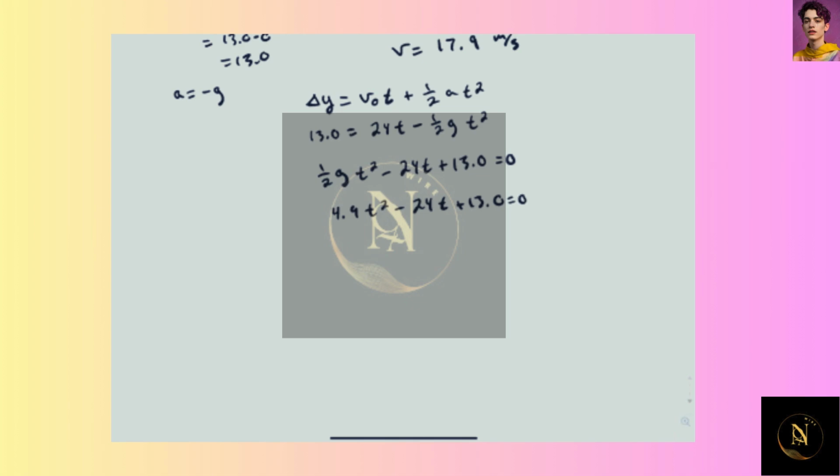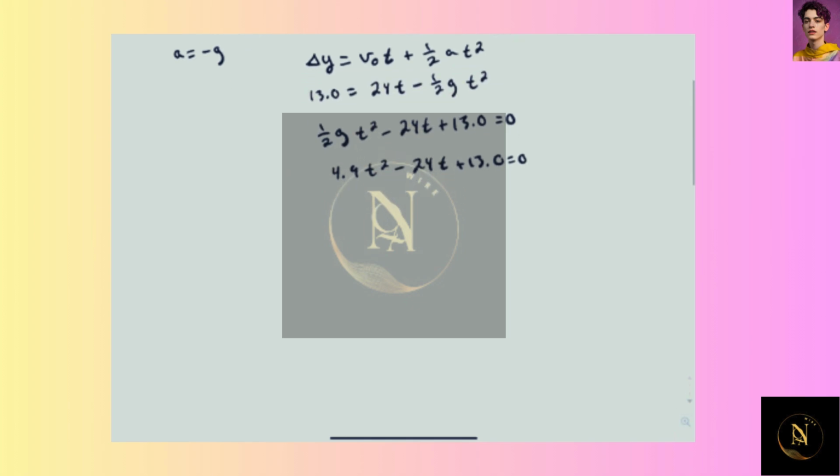And if we solve this quadratic, we actually get two solutions for t. So t can either be 0.62 seconds, or t can be 4.28 seconds.